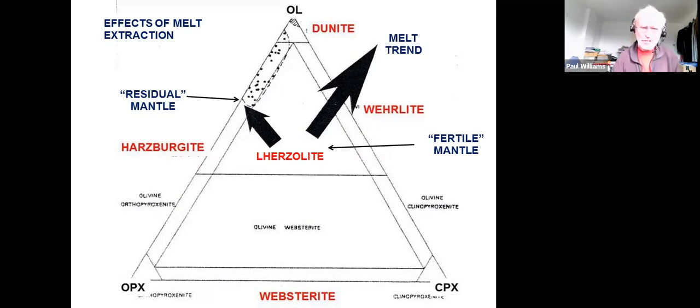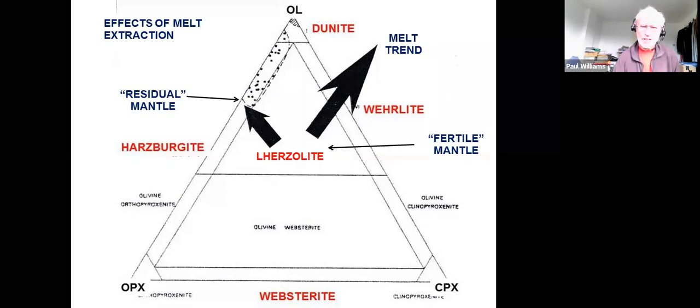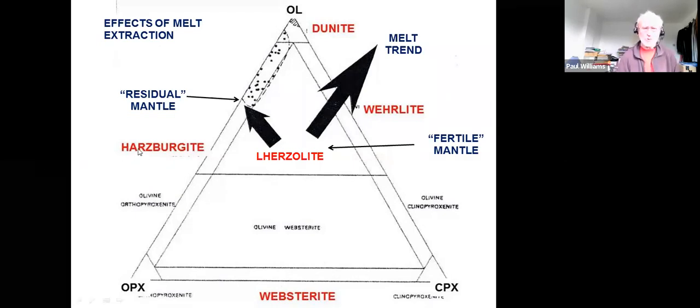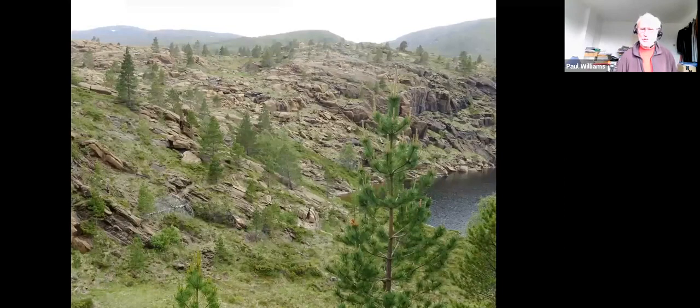You'd be hard pressed to get any liquids out of harzburgite. It does happen under very extreme conditions, but you really have to work hard to get melts out of this residual mantle. We don't need these websterite or wehrlite, but they're just, as it says there, names for those pyroxene-rich rock types. Right, so let's move on to Lien.